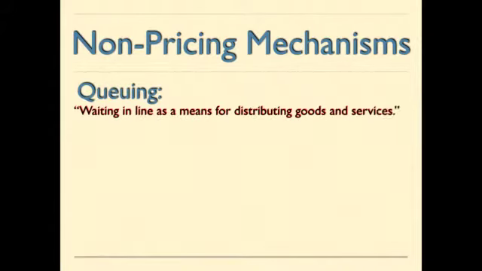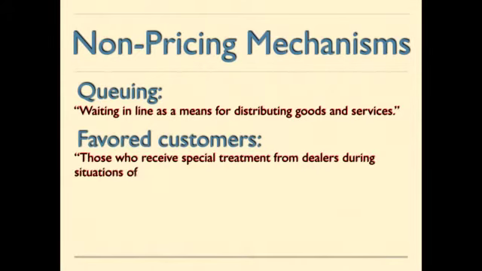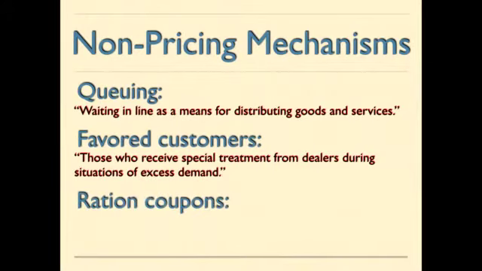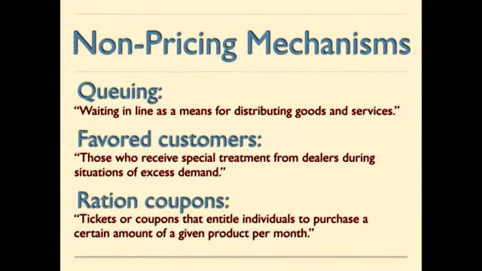Queuing. Waiting in line is a means for distributing goods and services. This occurred during the OPEC oil embargo because people had to wait in line in order to purchase gasoline. Some people would get up hours before a gas station would open in order to get in line and ensure themselves of getting the gasoline that they needed.